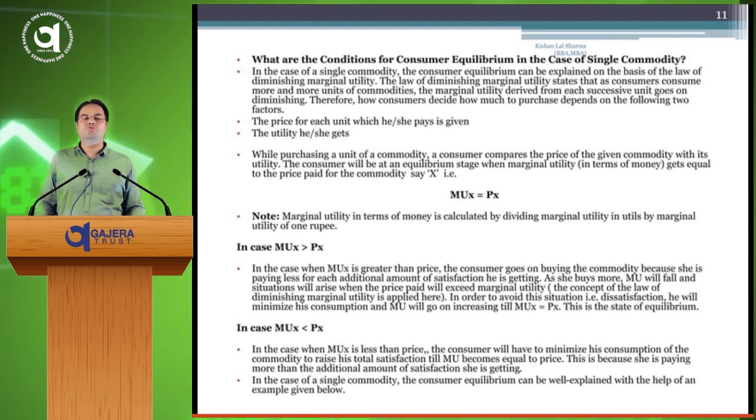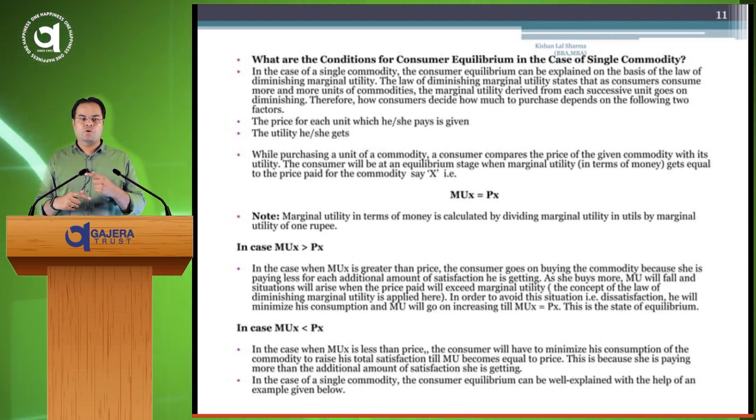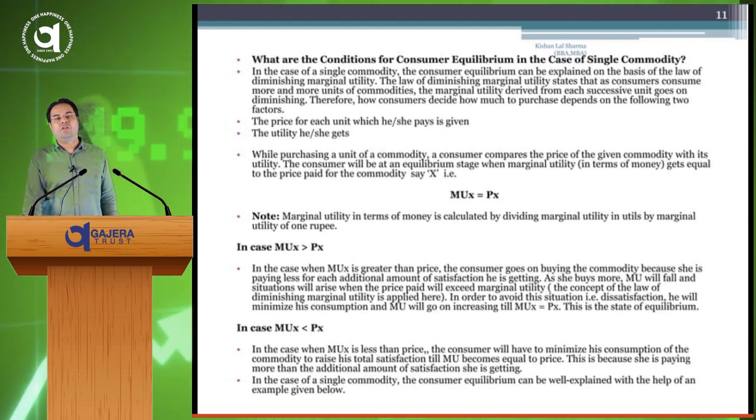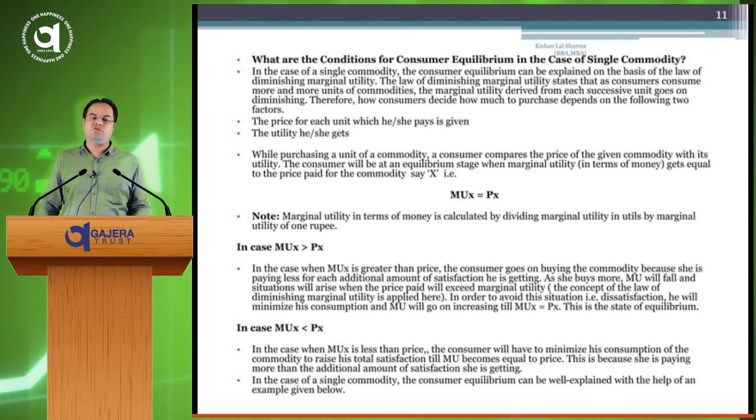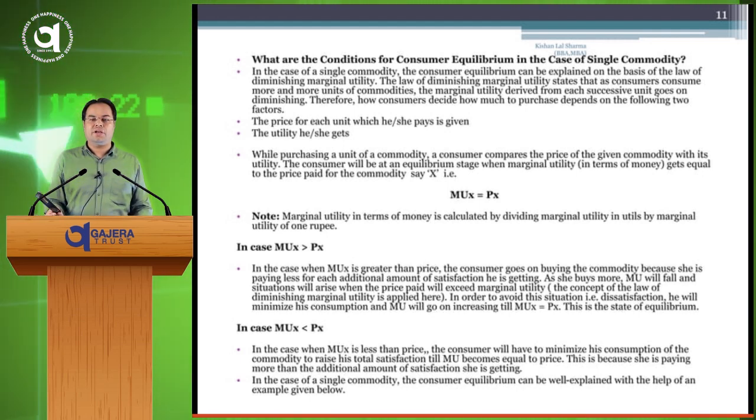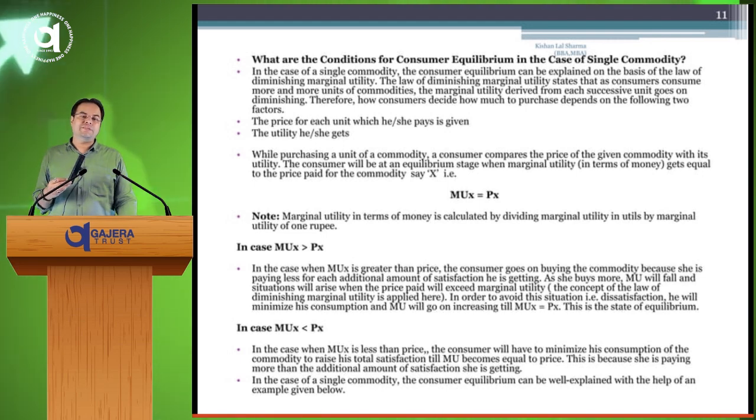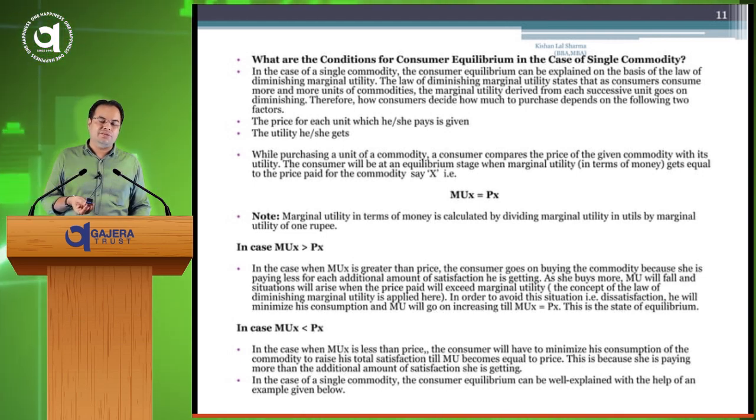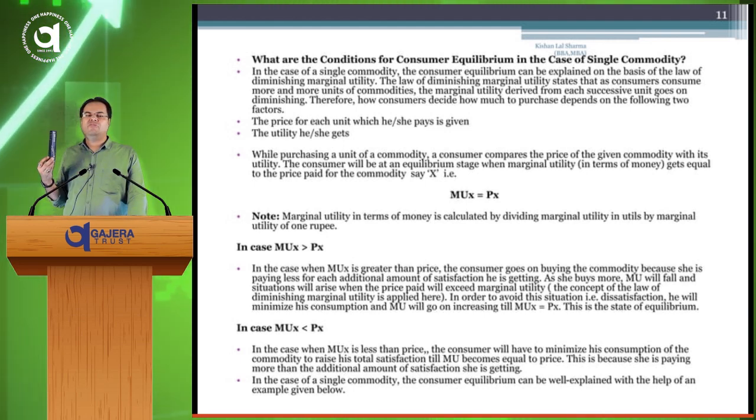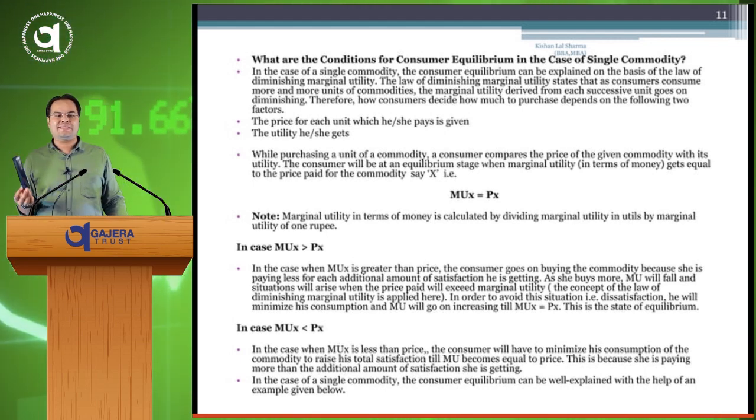As the consumer consumes more and more units of the commodity, the marginal utility derived from each successive unit goes on decreasing. Now the consumer decides how much to purchase depending on the following factors: the price of each unit, whatever money they are paying, and the utility she gets. Suppose I am purchasing this product for 10 rupees and I assume I am getting 10 utils out of it, so I will purchase this. But at a particular point of time, I will feel that it is not worth 10 rupees. The utils, the satisfaction level I am getting, is less than 10, right?